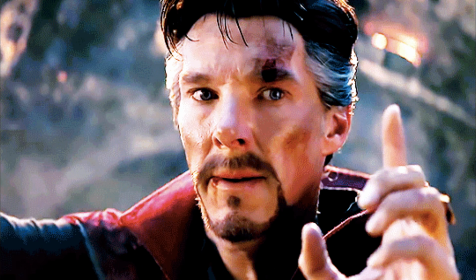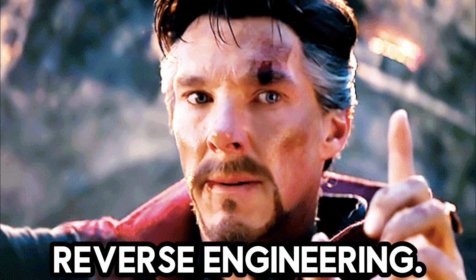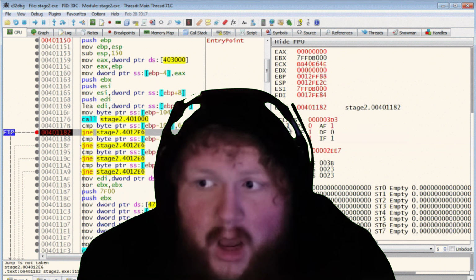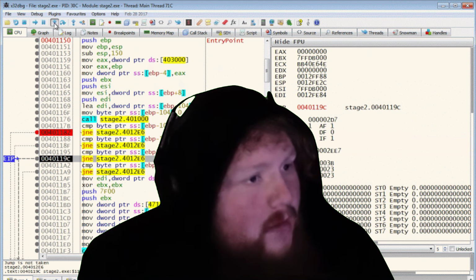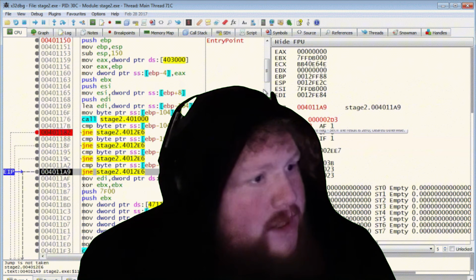The foundation of understanding software is reverse engineering. Think about it like taking apart a machine. You don't destroy it, you study it. You look at every piece, every connection, and every decision that makes it work.